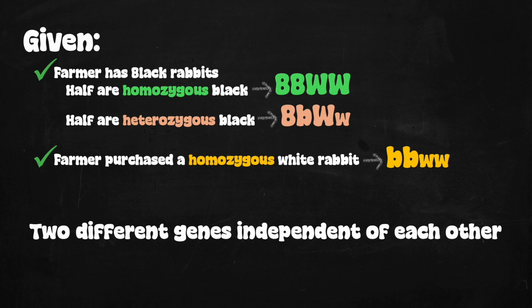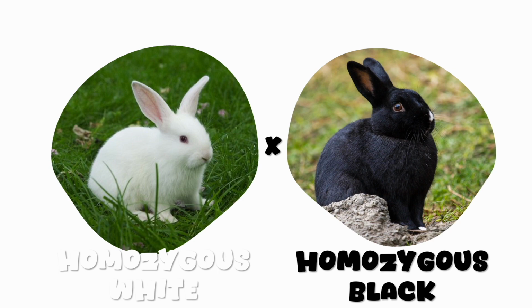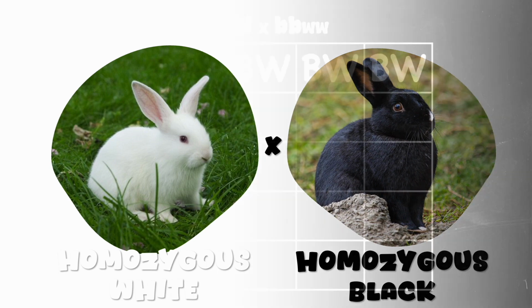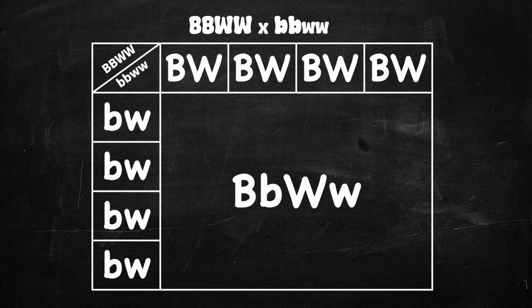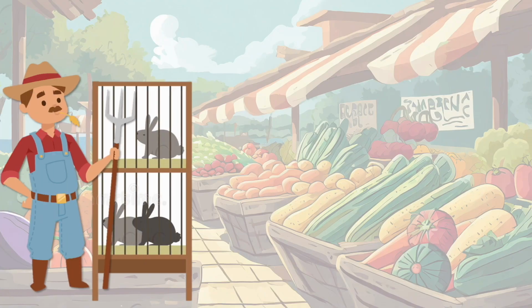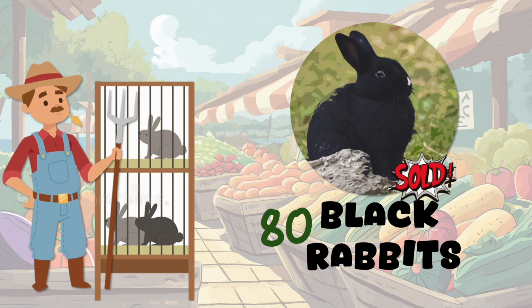Remember that the farmer first bred the homozygous white rabbit with the homozygous black rabbits. When we do a Punnett square, observe that crossing the two will give us all heterozygous black offspring. That is big B, small b, big W, small w. This led to the farmer selling all the 80 black rabbits in the market.